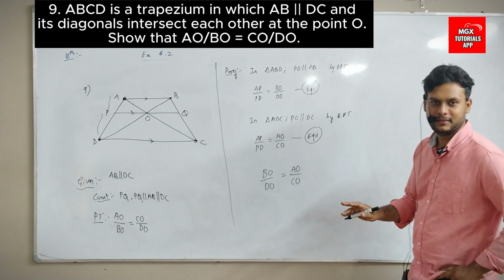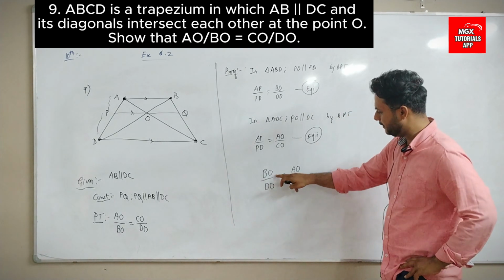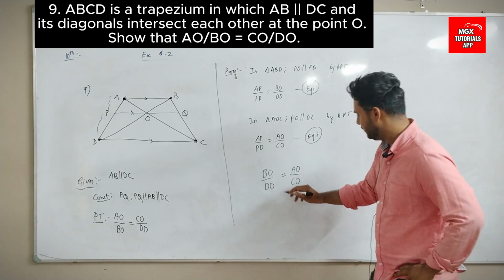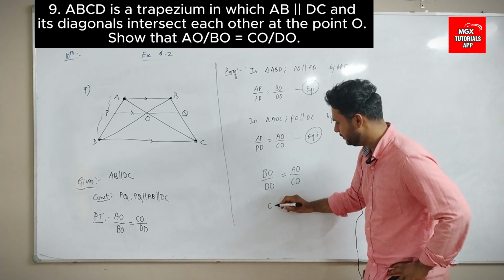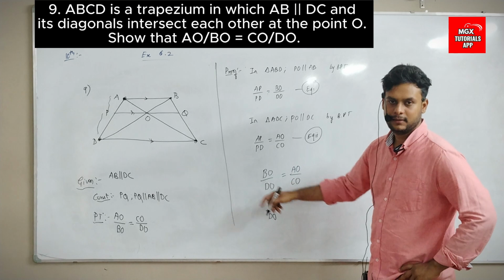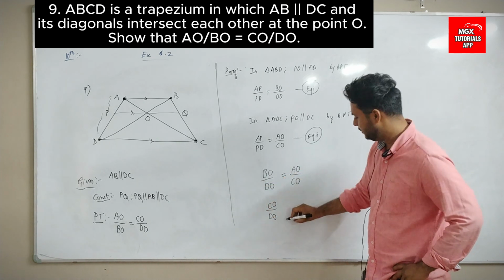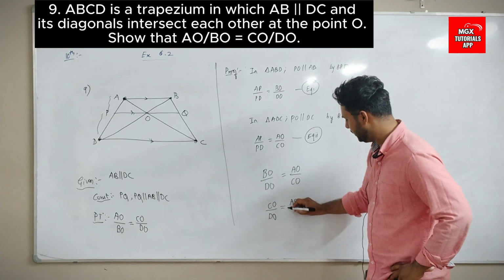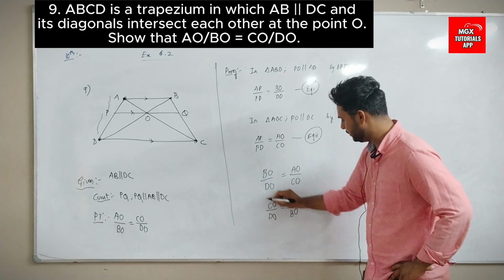A little bit we should change. Here you will not get the direct answer. BO I will shift it here, CO will go here. So CO by DO is equal to AO by BO. This is the answer. Easy?